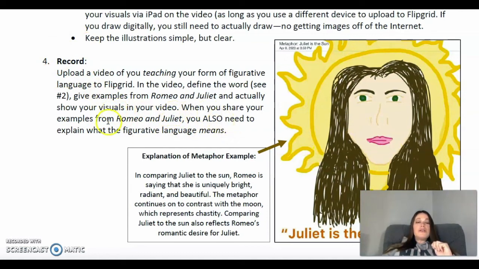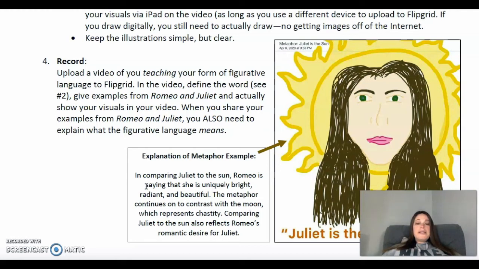When you share your examples from Romeo and Juliet, you can't just say, an example of a metaphor is Juliet is the sun, here's my visual. Okay, you also need to explain what the figurative language means, all right? So I have an example of how I might explain this metaphor. It says, in comparing Juliet to the sun, Romeo is saying that she is uniquely bright, radiant, and beautiful, all qualities that are similar to the sun.